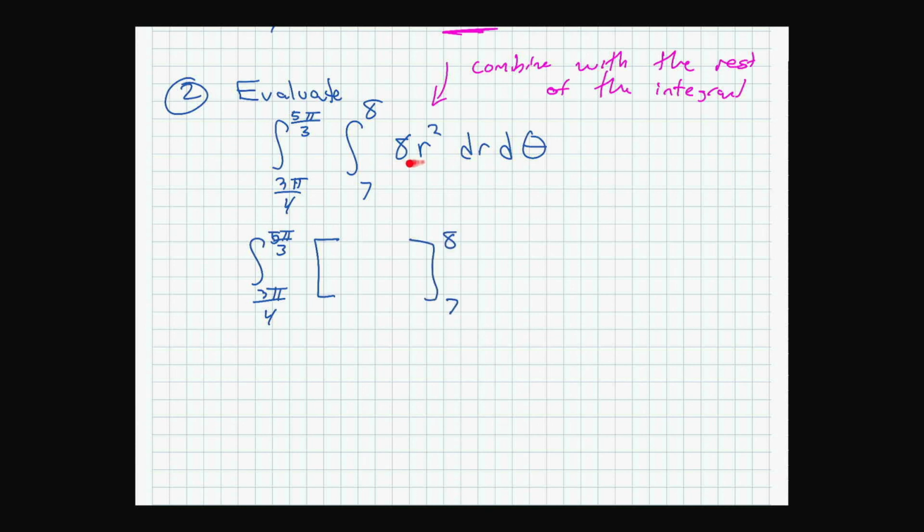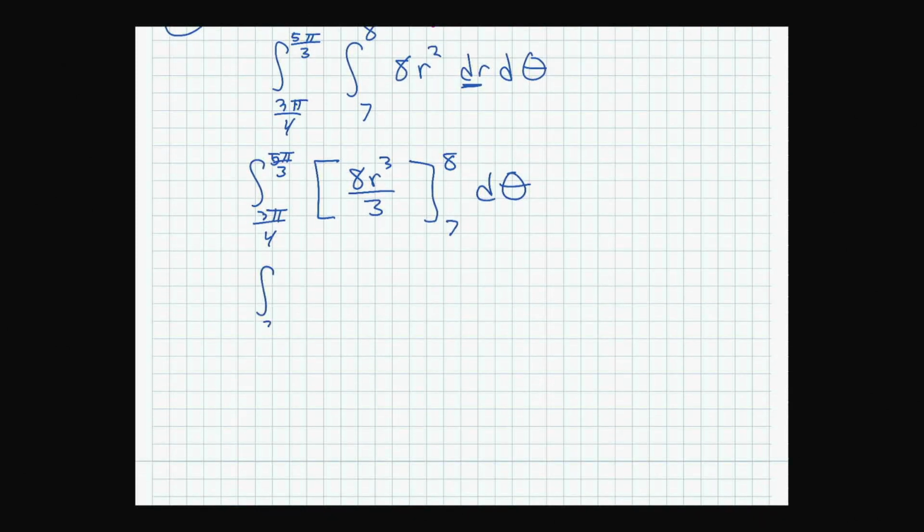All right, what's the antiderivative of 8r squared? Because we're doing the r integral first. It's going to be 8r cubed over 3, and we're going from 7 to 8. And then we've got a d theta. So you have the integral from 3 pi over 4 to 5 pi over 3 of 8 cubed over 3 minus 8 times 7 cubed over 3, d theta. So you punch that into a calculator. Numbers are going to be big, right? 8 times 8 cubed over 3.